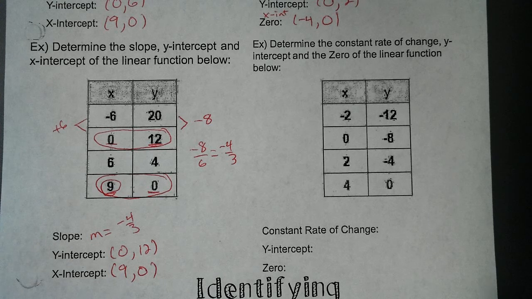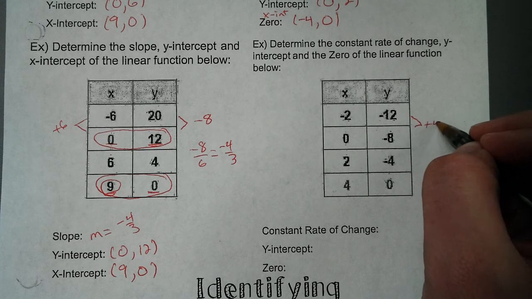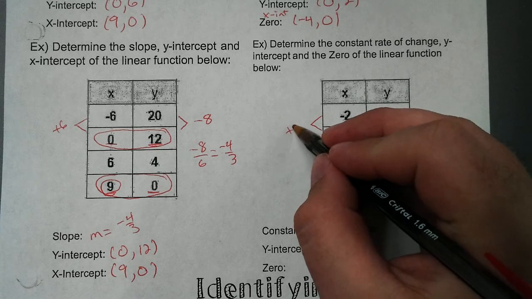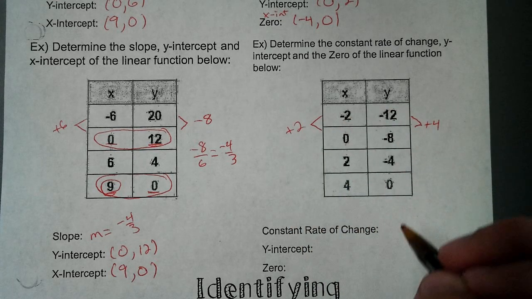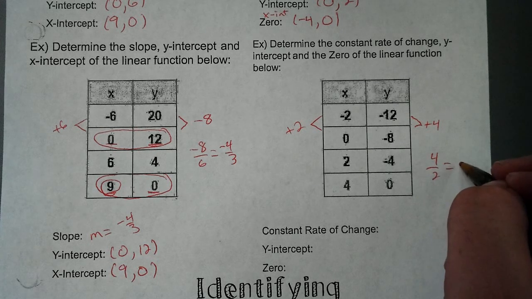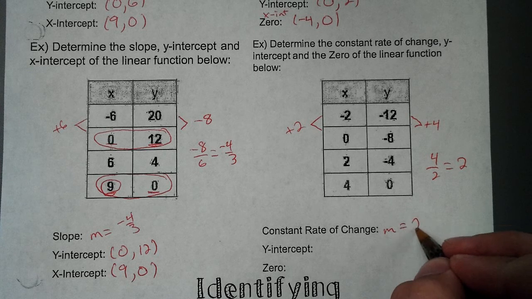Let's look at this other table. Change in y's. Well, this one, it's going up 4, up 4, up 4. This one, it goes up 2, up 2, up 2. So I have a constant rate of change of 4 over 2, which reduces down to just 2. So my slope is just 2.